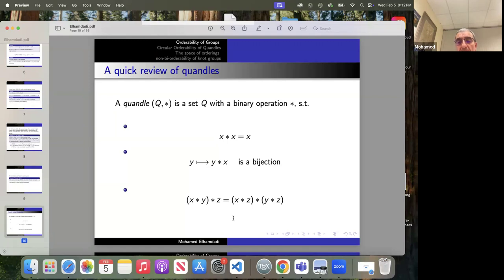It's like the R matrix in the Yang-Baxter equation. We want it to be bijective. And the third condition is basically that right multiplication is an automorphism of the quandle. In other words, the star distributes on the right over itself.